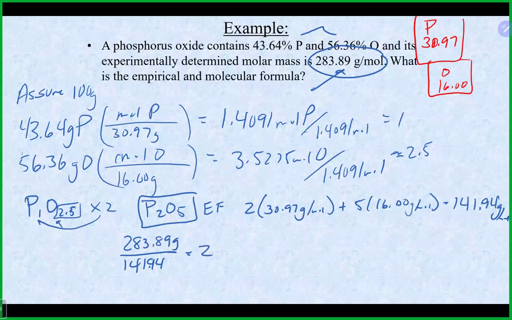By the way, it won't always be a factor of 2. Just hit a lot of 2's here. And once again, that number is what we're going to multiply our empirical formula by. And that's going to give us P4O10 in terms of our molecular formula. Any questions on that there?